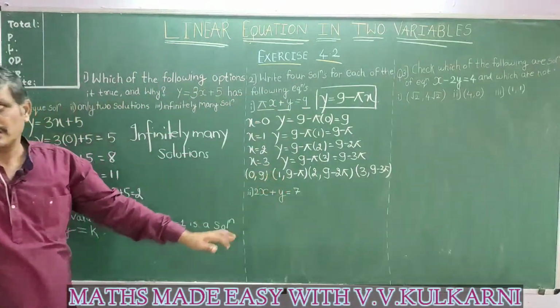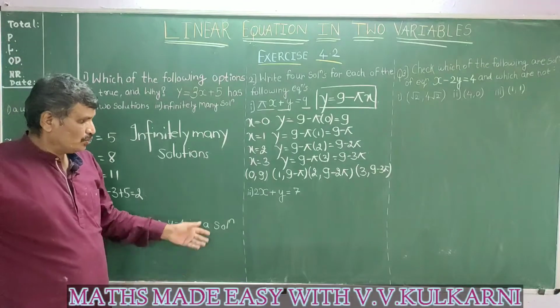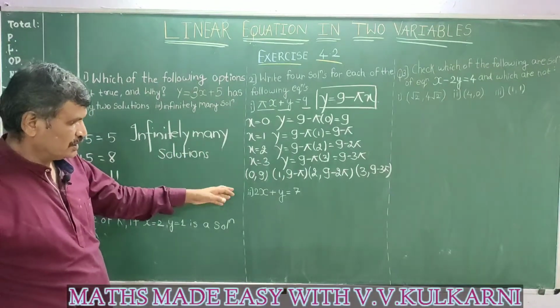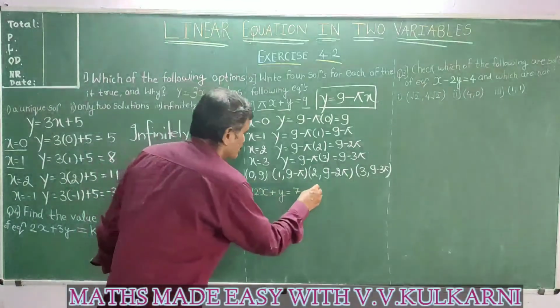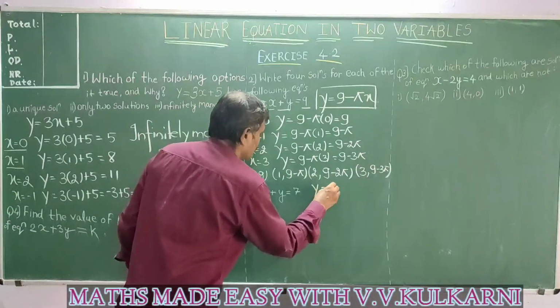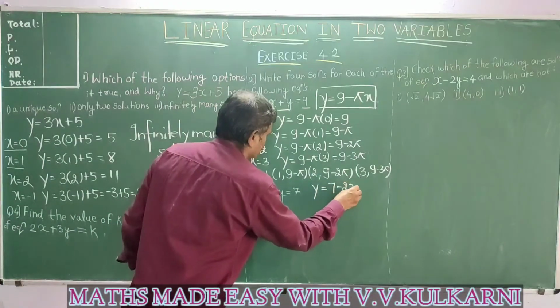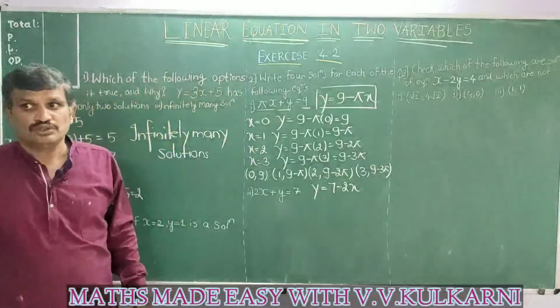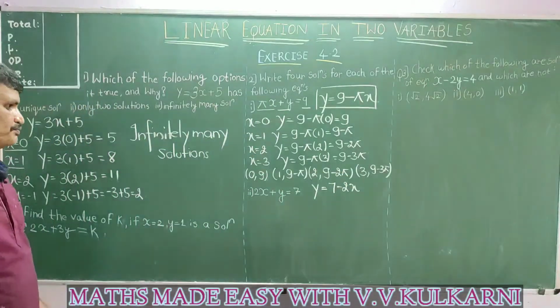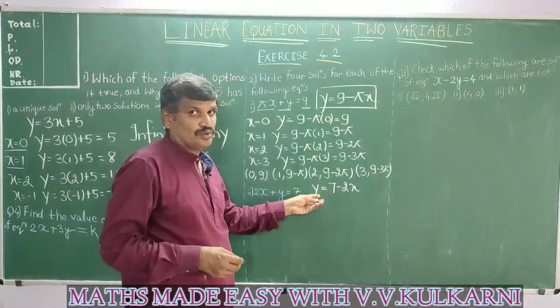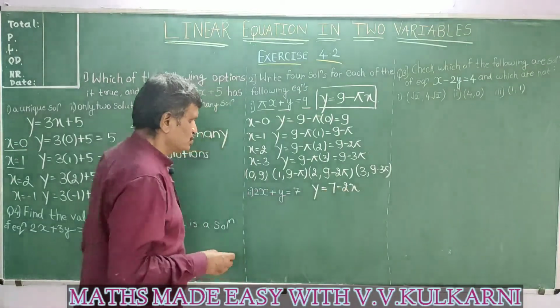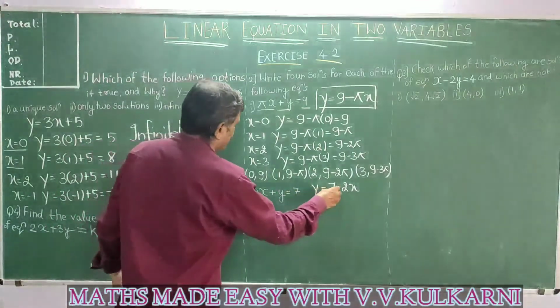Next, see here. 2x plus y is equal to 7. I have to find solutions of 2x plus y is equal to 7. How to find it out? y = 7 minus 2x. So 7 minus 2x means what? y = 7 minus 2x. y is dependent on x.